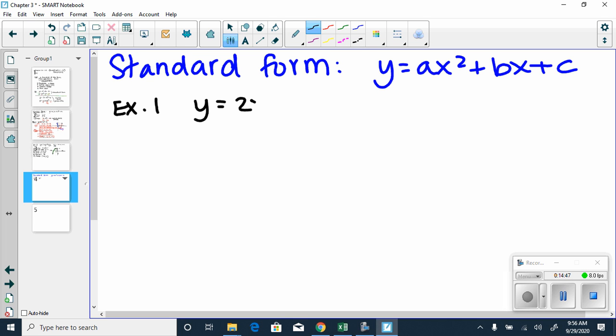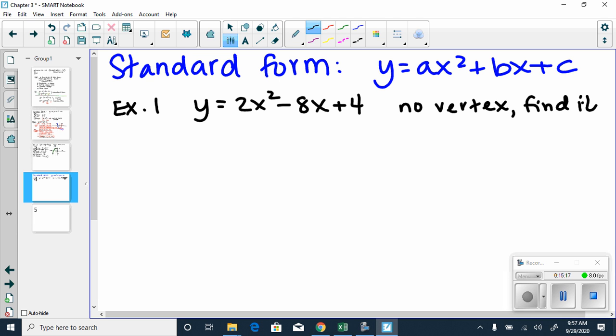Y equals 2x squared minus 8x plus 4. Okay, so as far as standard form, do we have an H and a K that we can jump straight to vertex? And if you take a look at this, you should be saying, no, we don't. Okay, that is the problem. There is no vertex, so we have to find it. Okay, so far you have an A, which is 2, you have a B, which is -8, and you have a C, which is 4. But that is all you have.